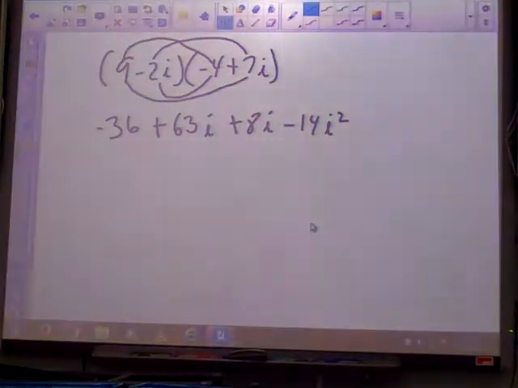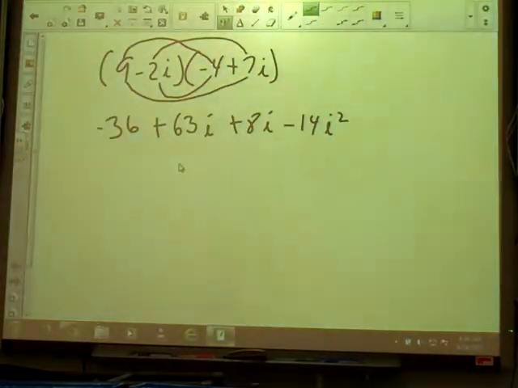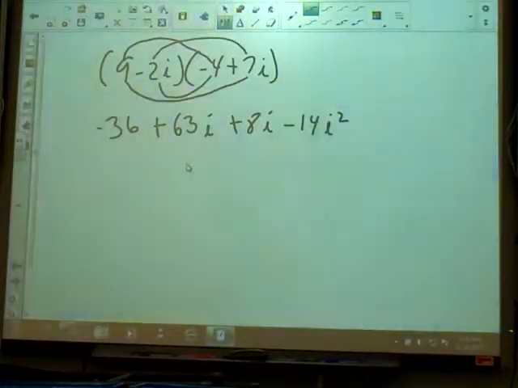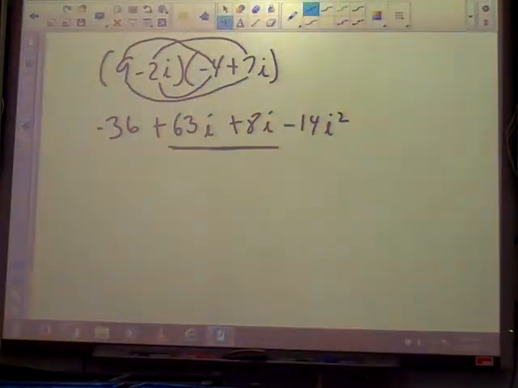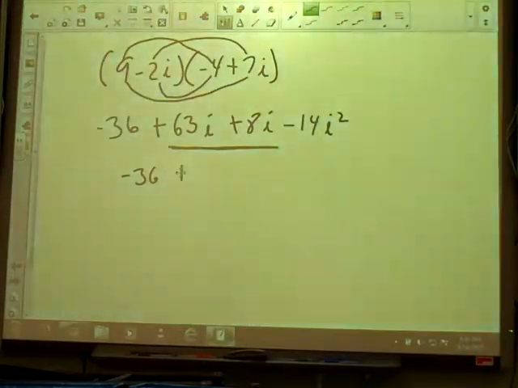Like in any normal FOIL problem, 95% of the time, you've got like terms to combine. Should we do 63i plus 8i, or should we change the 14? I'm going to do that last. You're ahead of me. Okay, good. What Landon's telling me over here is that those like terms, 63 plus 8, was what? 71. 71i. And now let's talk about what Chloe was saying.